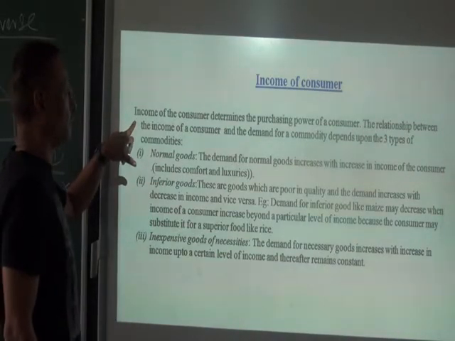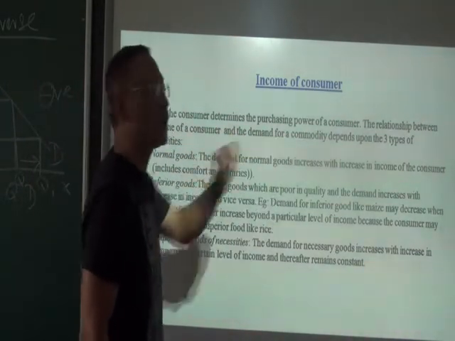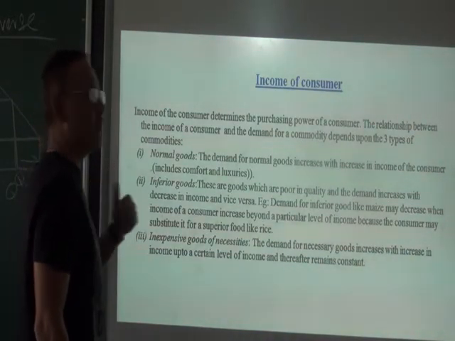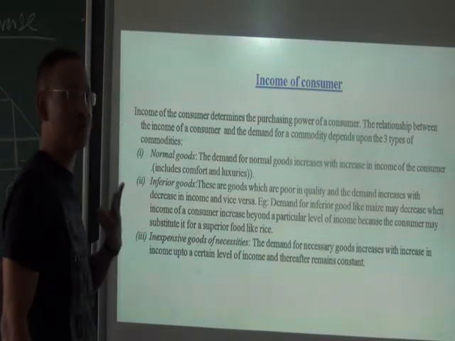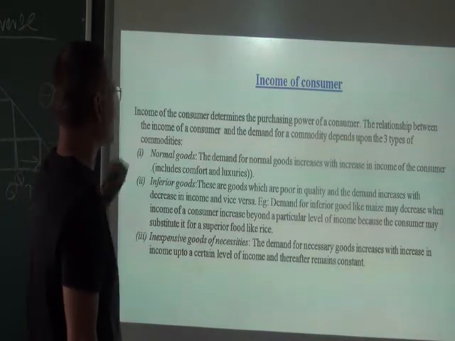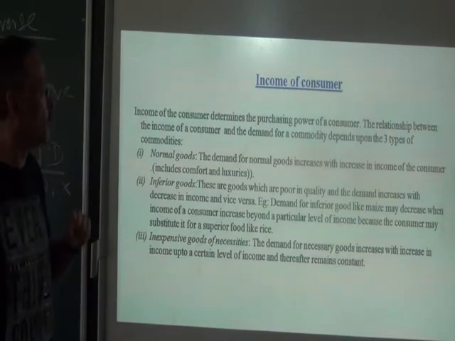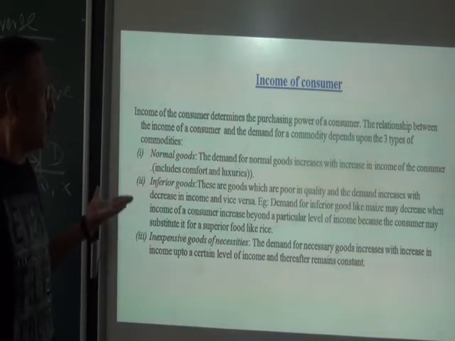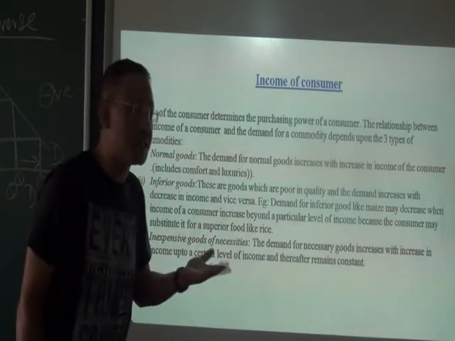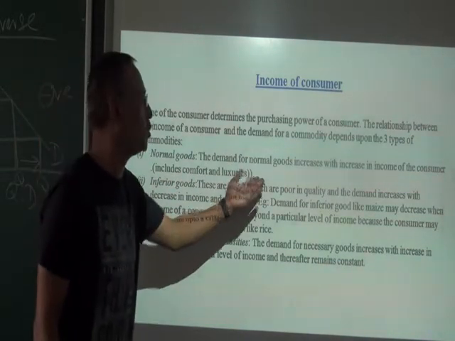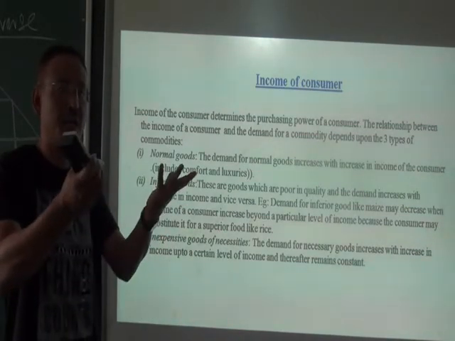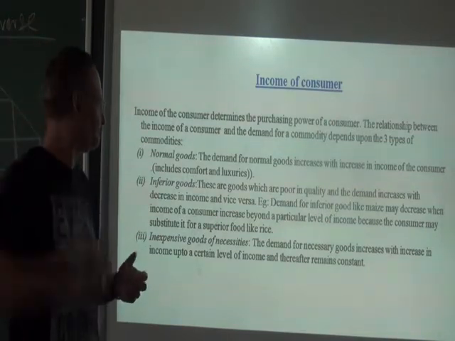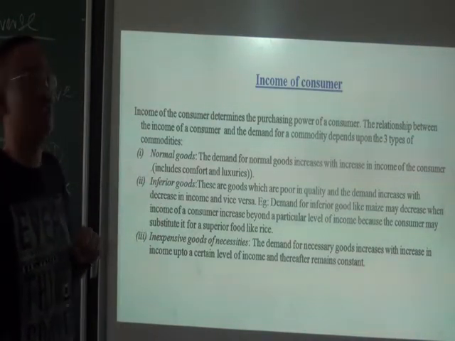Okay, the first one, income of the consumer. Income of the consumer determines purchasing power of a consumer. The relationship between the income of a consumer and the demand for a commodity depends upon three types of commodity. I'll talk about the first one, normal goods. Normal goods, comfort goods, luxury goods. Whenever your income increases, demand for these normal goods will also increase. Same direction, direct relationship, positive slope. The second one is inferior goods.